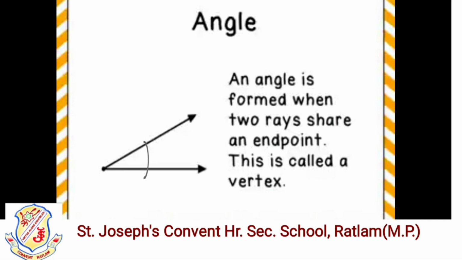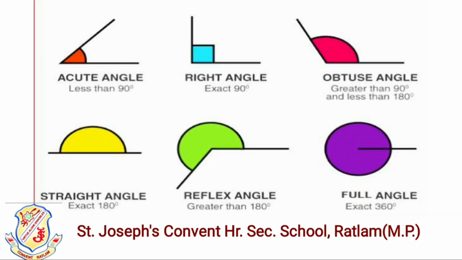Then we have seen the angle. An angle is formed when two rays join at a particular point, and that point is called the vertex. It means the two rays share one endpoint, and that endpoint is called the vertex of the angle. So children, this was a quick recap of your previous classes. Now we will see the main topic of the chapter, which is the related angles or the pair of angles.